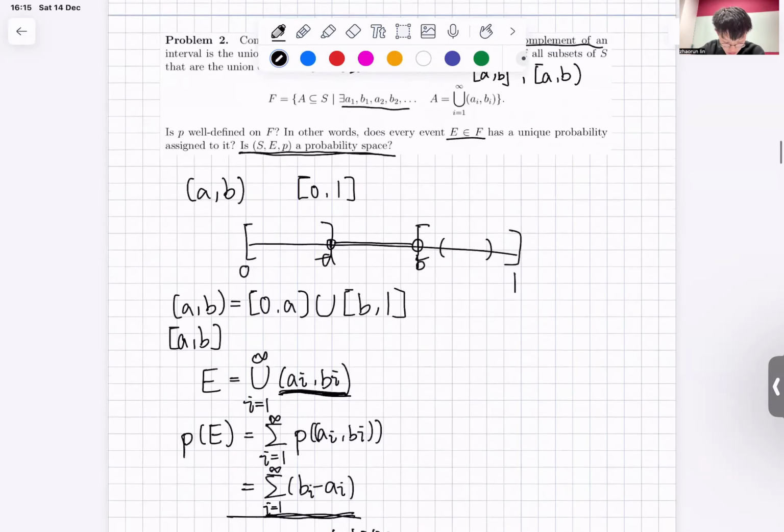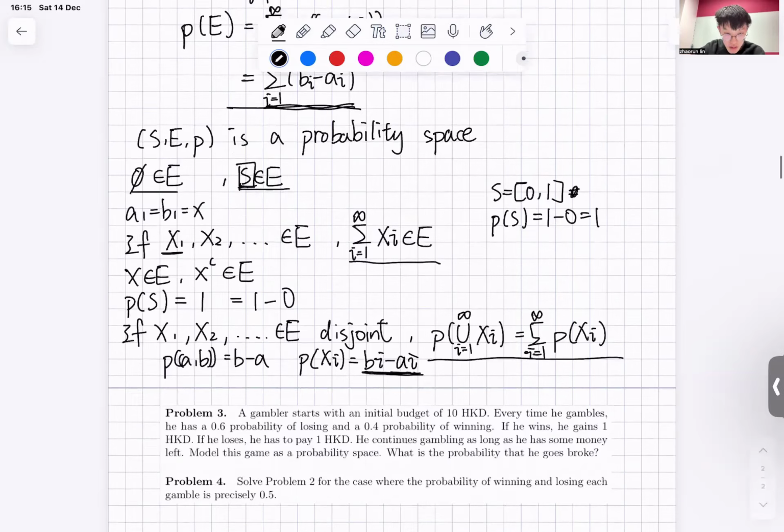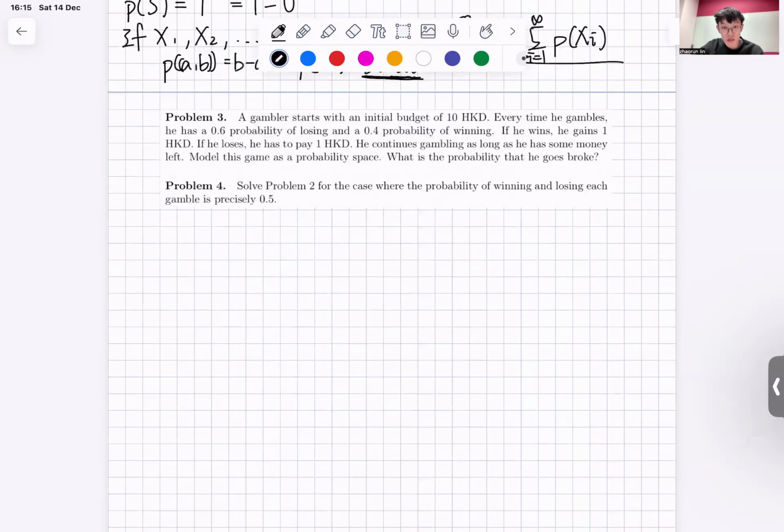Yeah, and let's move on to question 3. Question 3 is a gambler's ruin problem. You can find it on Wikipedia. In this problem, we want to model it as a Markov chain. So we have infinitely many states, and each state means that the gambler has this much money.